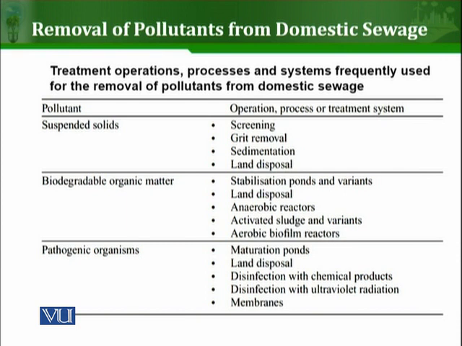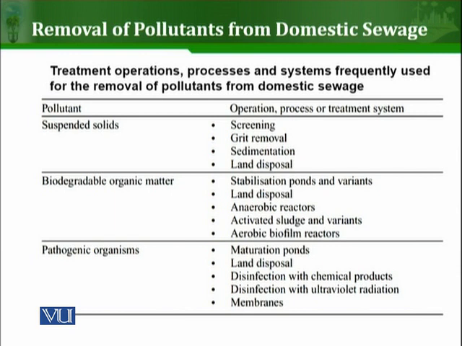If the pollutants are pathogenic organisms, again different strategies can be used. For example, maturation ponds. These maturation ponds are basically used after all the other levels of wastewater treatment. इसमें क्या करते हैं हम, basically we want to mature the water and we want to remove the leftover impurities and pollutants जिसमें pathogen भी आते हैं. Land disposal is there again.